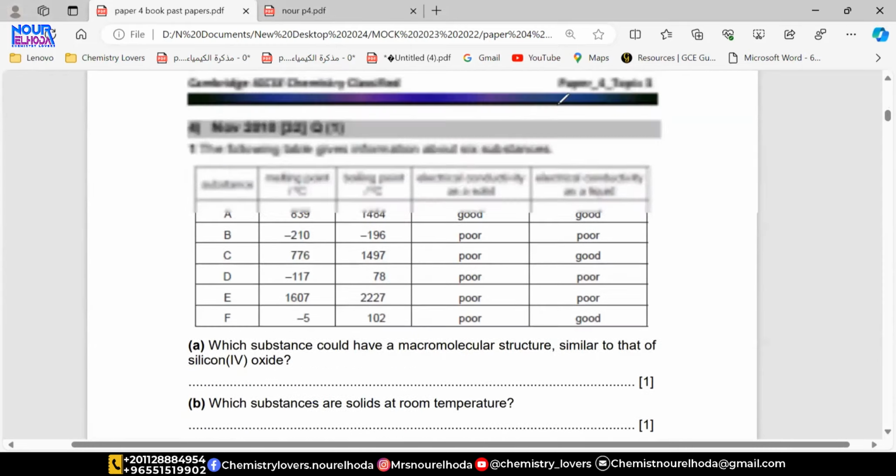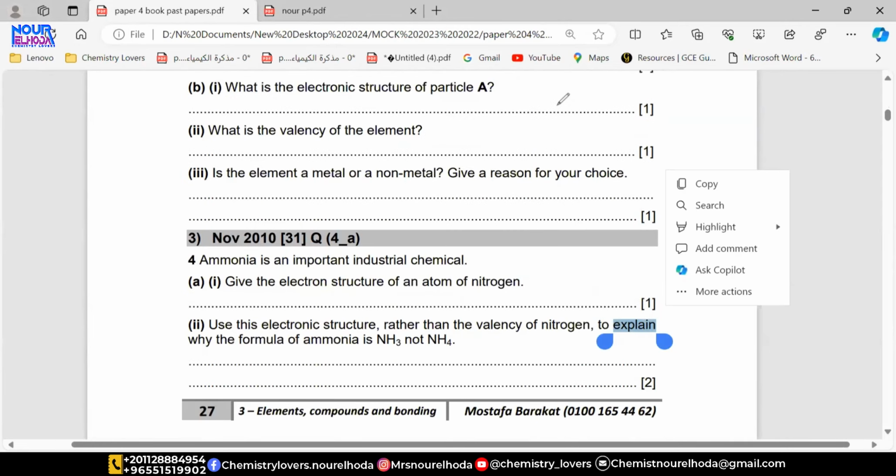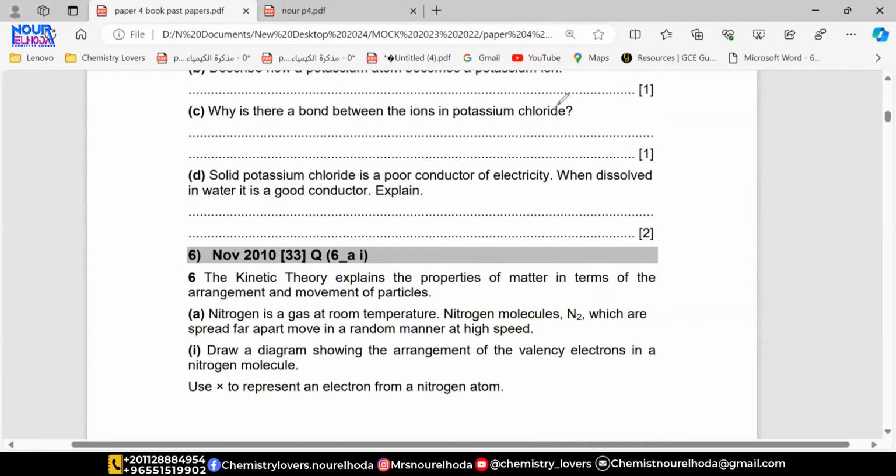Let's take something related to melting or boiling point with bonding.